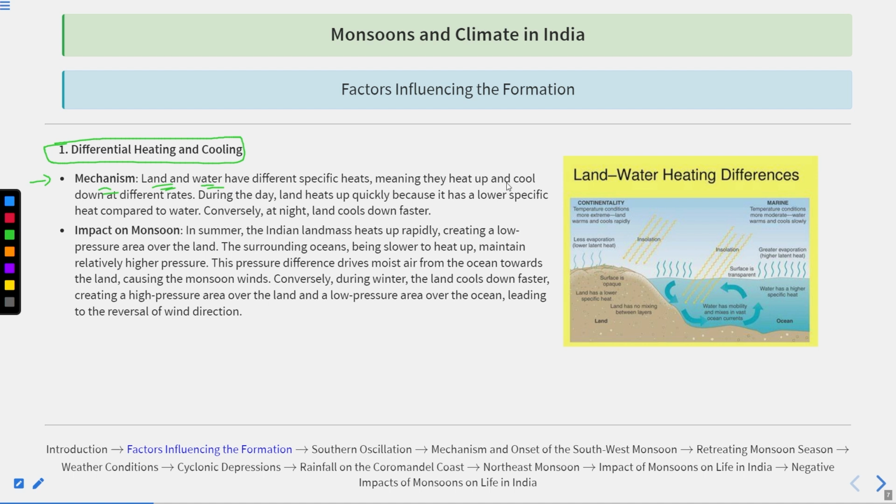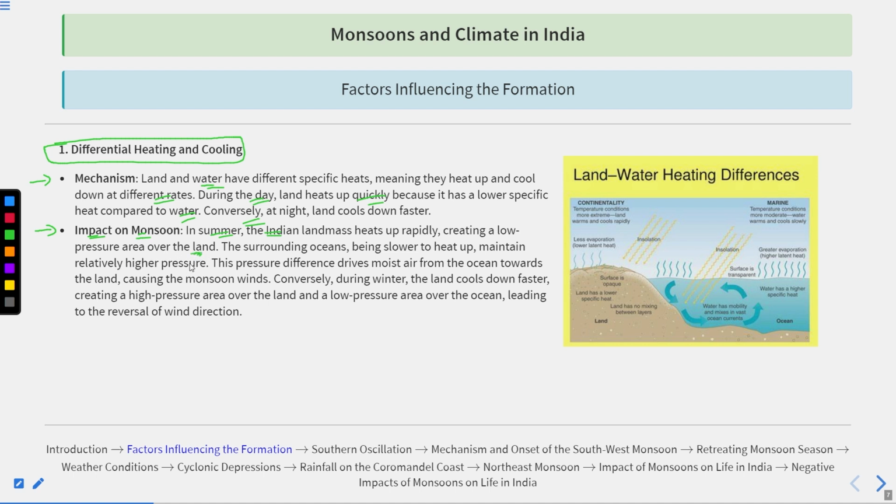It means that the rate of their heating up and cooling down is different. During the day, the land heats up quickly because it has a lower specific heat compared to water. But at night, the water stays warm and the land cools down fast. Because of this, the high and low pressure areas shift from land to sea and sea to land respectively. If we talk about the impact on the monsoon, in summer, the Indian landmass heats up rapidly, creating a low pressure over the land.